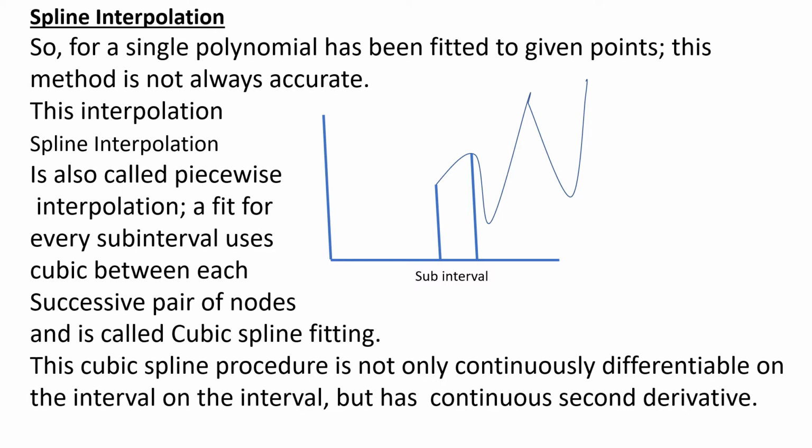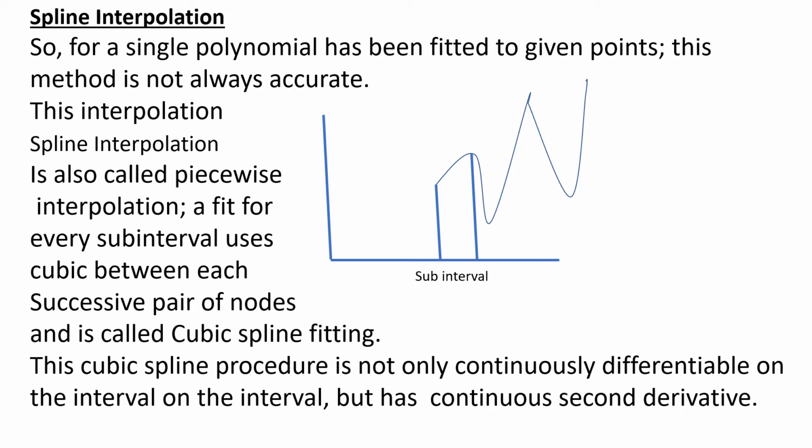If a single polynomial is fitted, this method is not always accurate, because generally fitting with a single polynomial only is not accurate. So this interpolation is done with the help of splines, and it is called piecewise interpolation. This curve, we will break it into pieces, right? It fits every subinterval using a cubic between each successive pair of nodes.